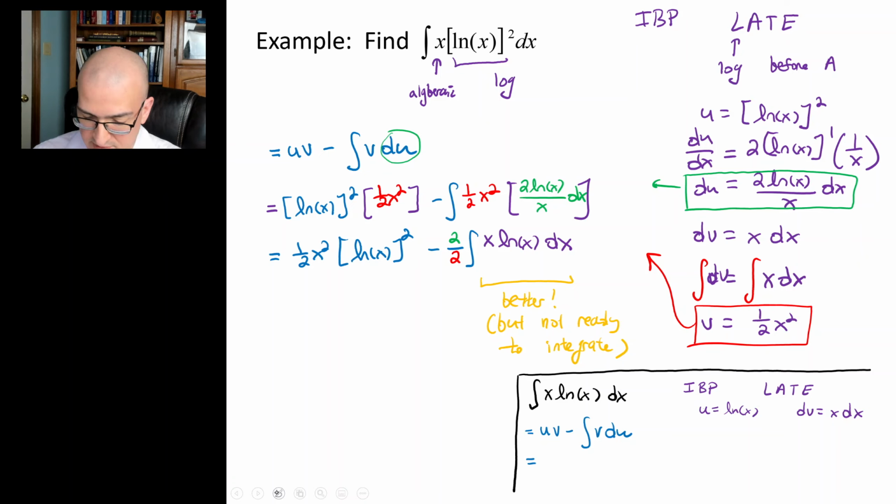So I'm going to get the components that we need. du by dx is 1 over x, just taking the derivative of u. I want to get du all by itself, so I'm going to cross multiply by dx. So du is equal to 1 over x times dx. And then for v, I'm going to integrate dv. Integrate both sides of that expression. So the integral of the left side is equal to the integral of the right side.